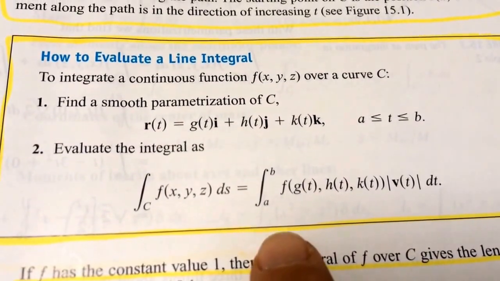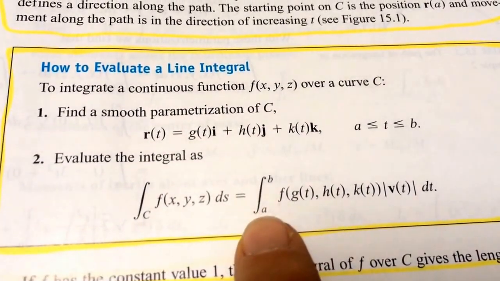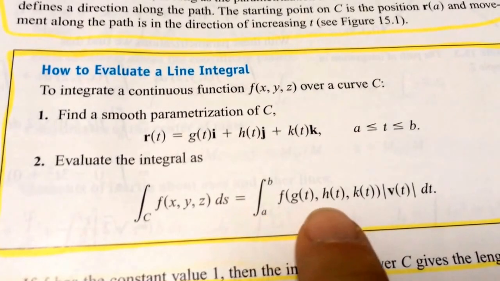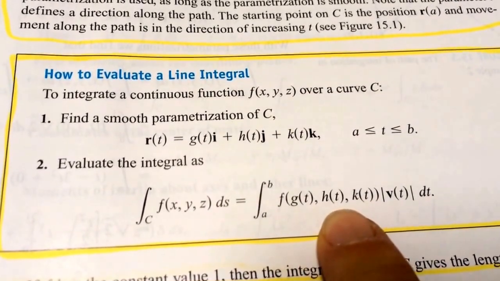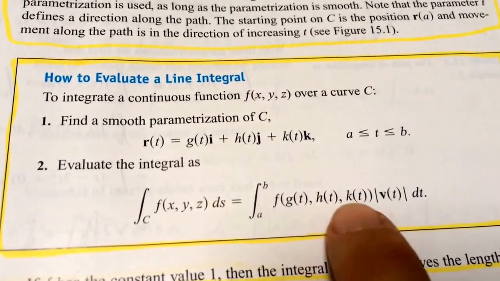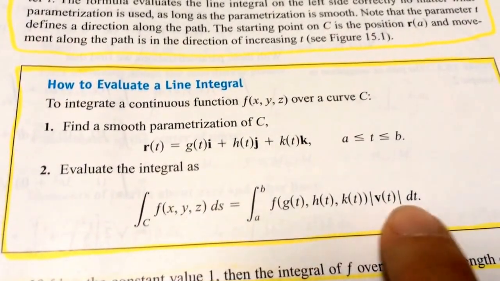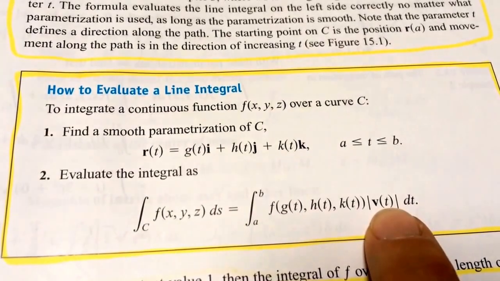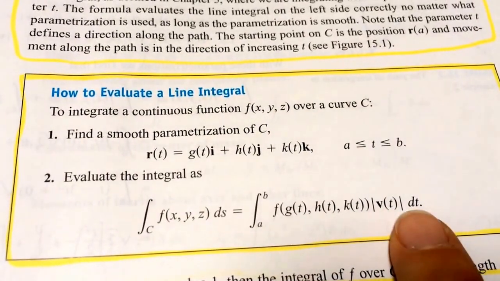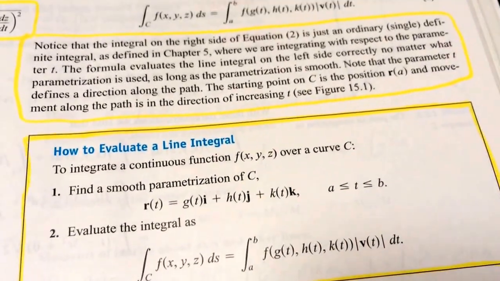So in changing it over, they'll give you the bounds on the t usually, and if not, I'll tell you how to find them. Usually they'll give you the functions. If not, we'll talk about how to find them. So you're taking those functions and plugging them into your original function, you're finding the extra piece, which is again the magnitude of the velocity vector, and now it's a single variable t, so you're just integrating with respect to t.